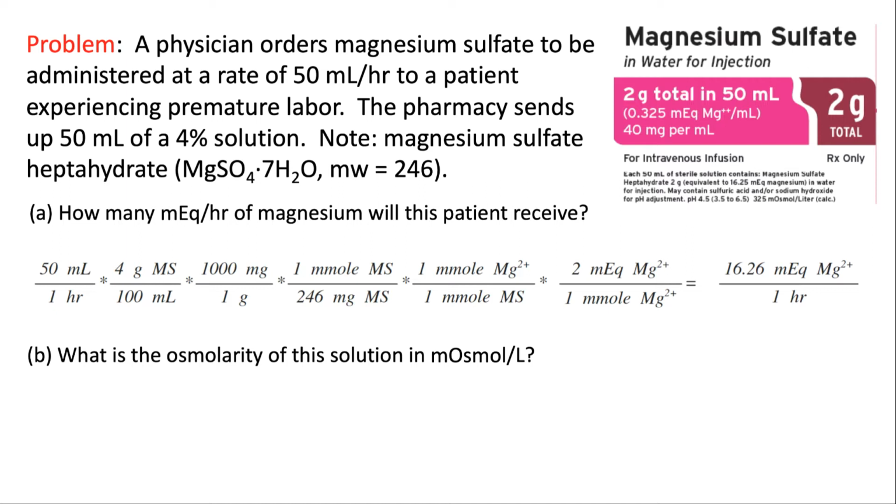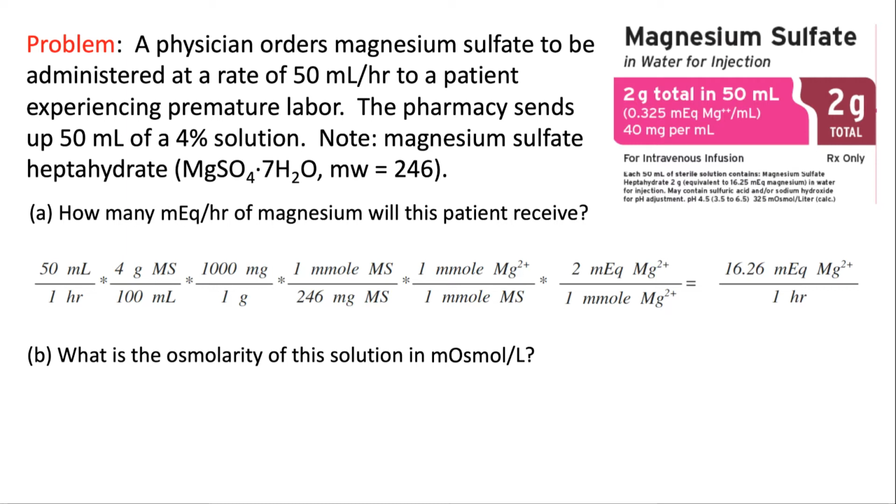However, this question wants to know the number of milliequivalents of magnesium. So we need to convert from the parent molecule, magnesium sulfate, to just the number of magnesium molecules. So we'll multiply that by the fact that looking at the formula for magnesium sulfate, every 1 parent molecule only has 1 magnesium. There's 1 magnesium and 1 sulfate. Therefore, we can multiply with the fact that for every 1 millimole of magnesium ion, there is 1 millimole of magnesium sulfate, the parent molecule. Now, that converts us to just the number of molecules in this form of millimoles of the magnesium ion.